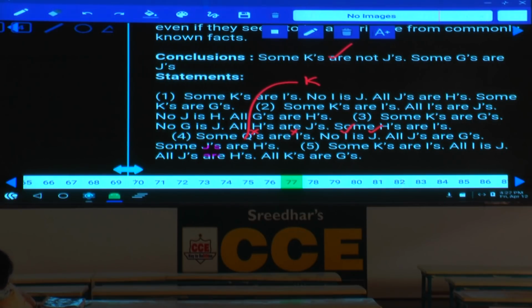Then coming to the second one, what is the second conclusion here? Some G's are J's. All J's are G's means some G's are J's is always true. And choice 4 is the answer. In the place of Q, take it as K. Done with this?